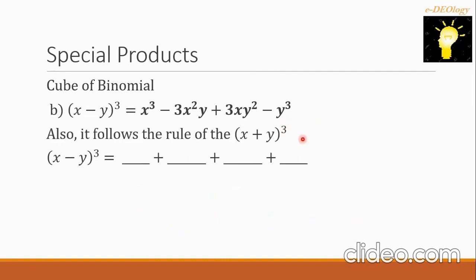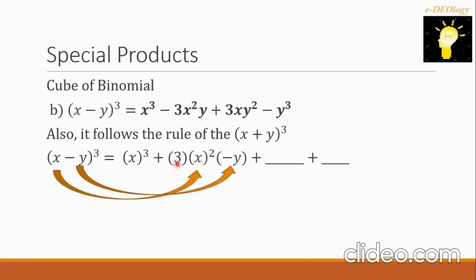There's also one idea here that this rule follows the x plus y raised to 3. Suppose we are discussing this rule. Let's have this example to be solved. So now I'm going to write the 4 blanks connected by plus signs. Please follow me. In the first blank, I'm going to put the x and then the power 3. Next blank, I'll put the constant 3, and then the x will be squared followed by the negative y.